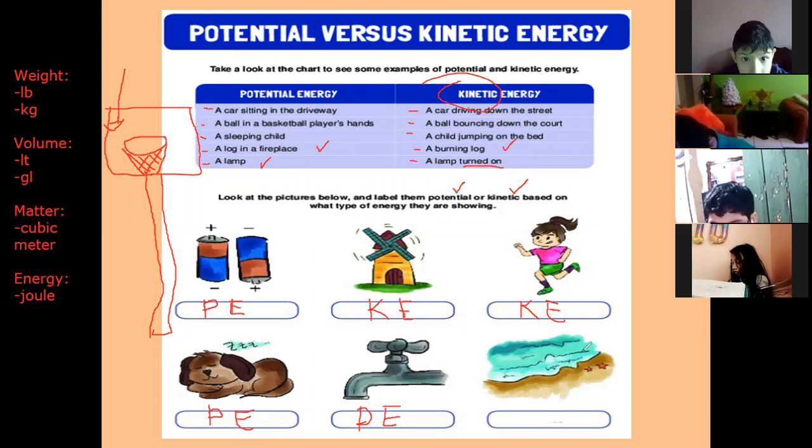This water: kinetic energy, because it's not still. The water in the oceans is always in movement, so it's kinetic energy. So far, so good?